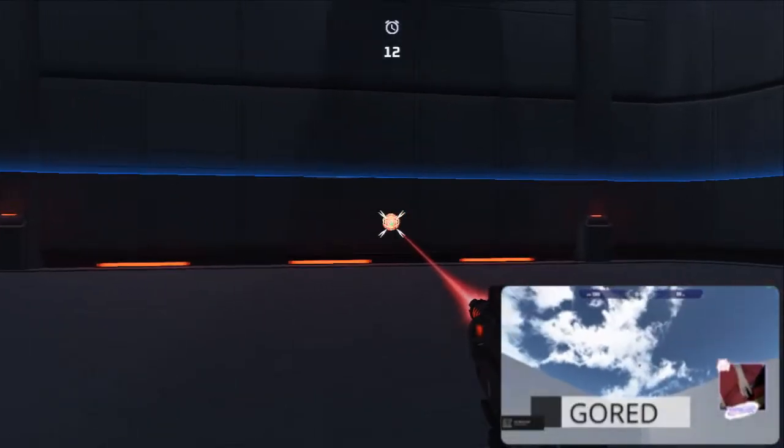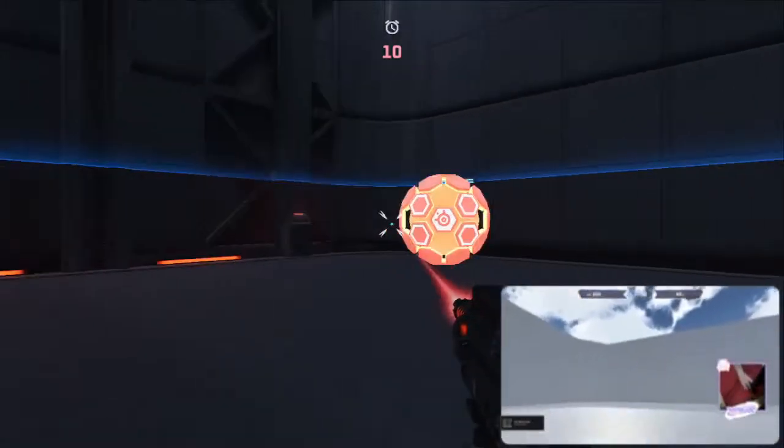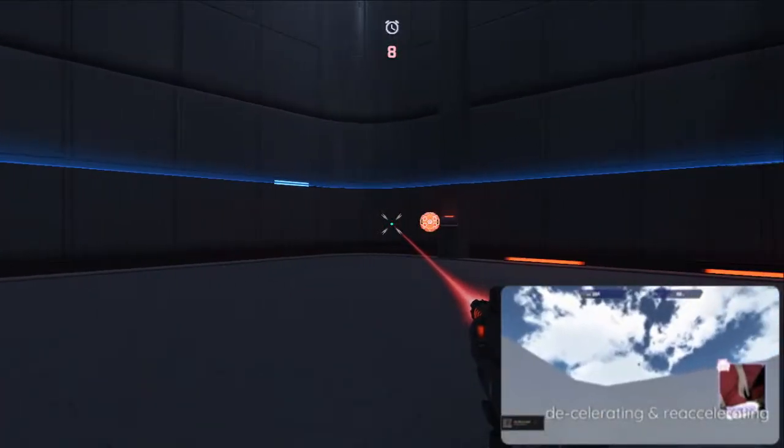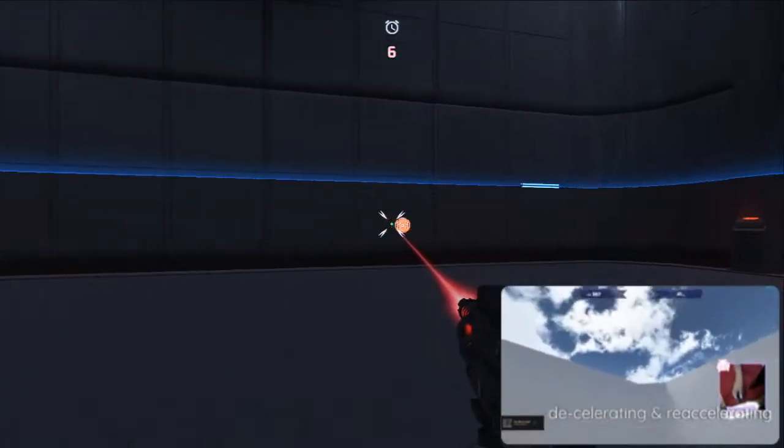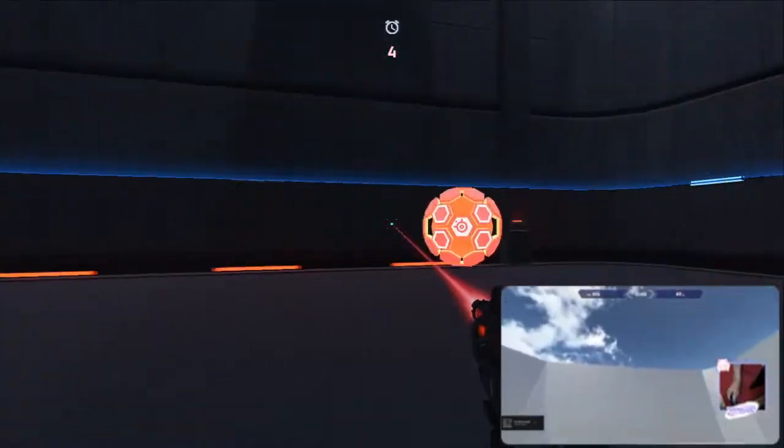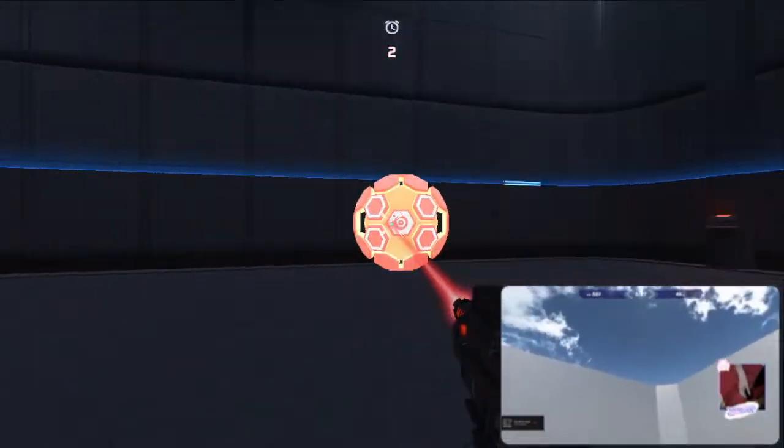Gord is a top aimer, and someone I quote a lot, and she refers to proper technique as decelerating and re-accelerating. So instead of quickly flicking to the bot's change in movement, think of it more as decelerating when approaching the target and accelerating after approaching the target.